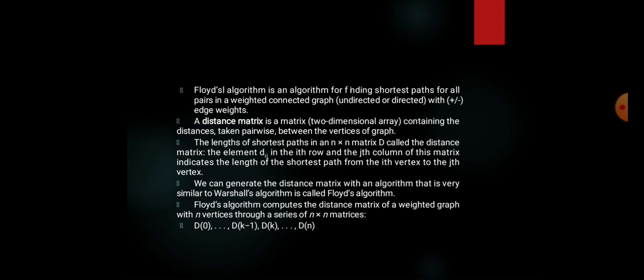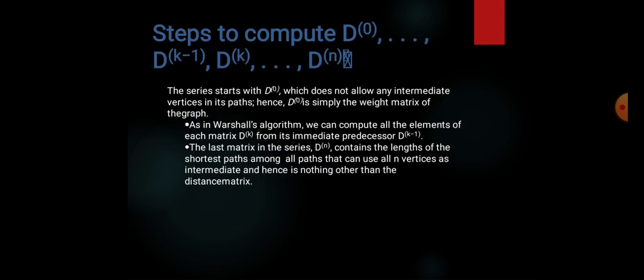In this algorithm, we are going to create the d values, that is, the lengths of the shortest paths in an n cross n matrix, which is called the distance matrix. You are going to compute a series of distance matrices in Floyd's algorithm. That is, you are going to calculate d power 0, d power 1, d power 2, and so on, up to d power n.